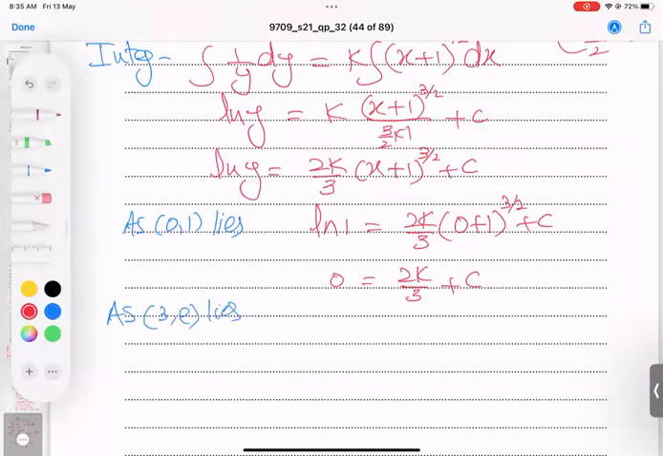So 3e lies, so e will go here, and then e, 2k by 3, and 3 goes there, 3 plus 1 to power 3 by 2 plus c. ln is 1, so it's 4 to power 3 by 2. So we check it, you can type in calculator even, so it gives you 8.